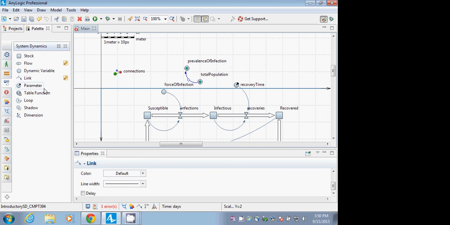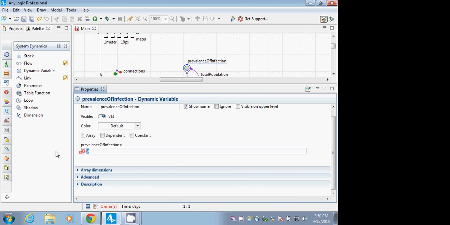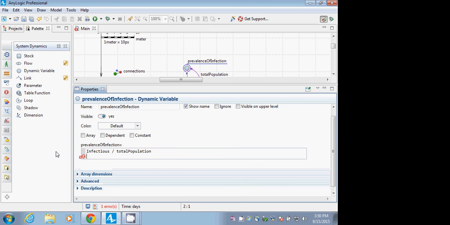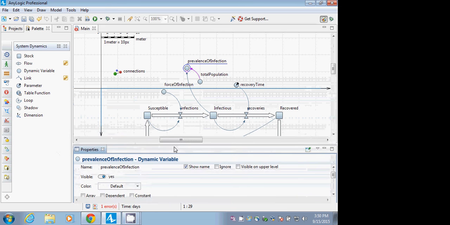Now, prevalence of infection will depend on the total population and the number of people who are infectious. It will just be the number of infectious people divided by the total population. Okay? So, prevalence of infection here is just going to be given by, here we go, the number of infectious people divided by the total population.